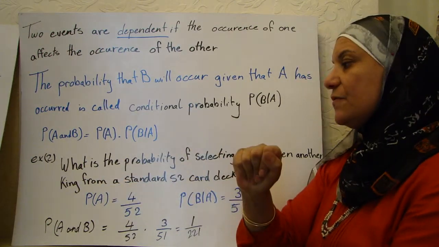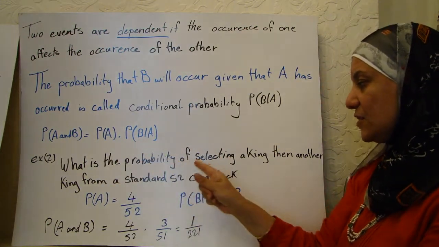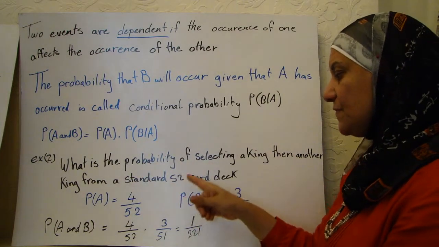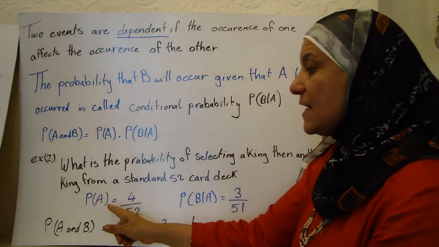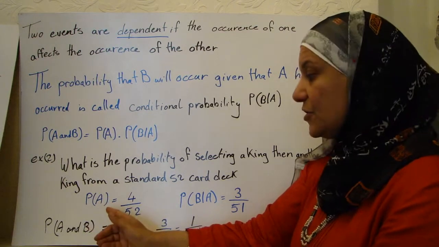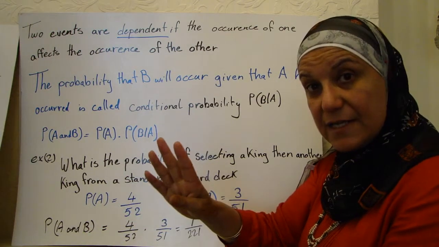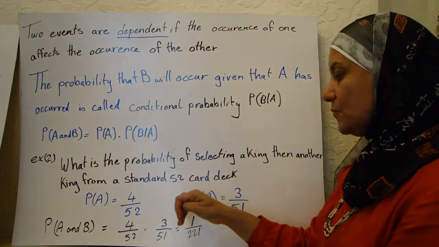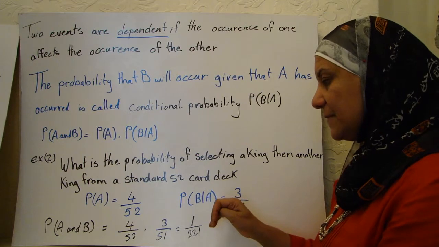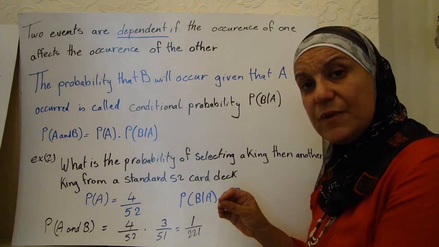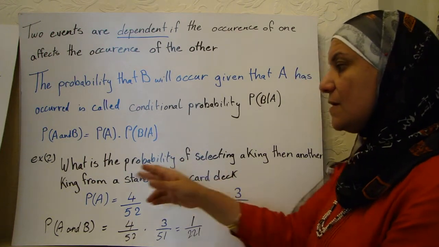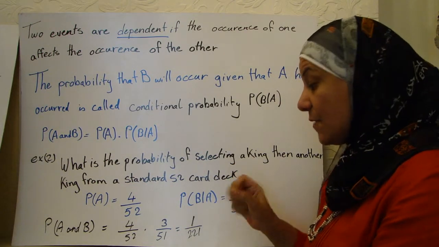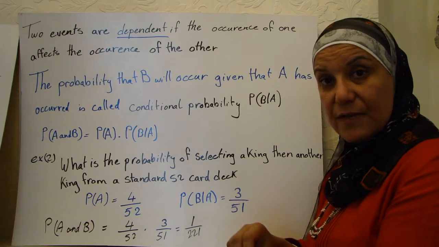Let us see an example for that. What is the probability of selecting a king, then another king from a standard 52 card deck? Probability A is the normal standard, which is 4. I have 4 kings in my cards over 52. What about probability B, provided that A happened? For the second time, I'm going to draw a king. How many kings do I have remaining? I only now have 3. How many cards do I have?